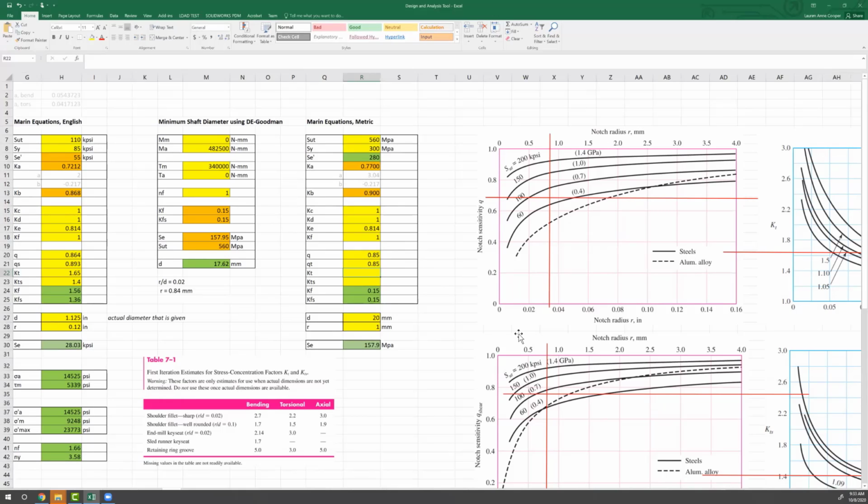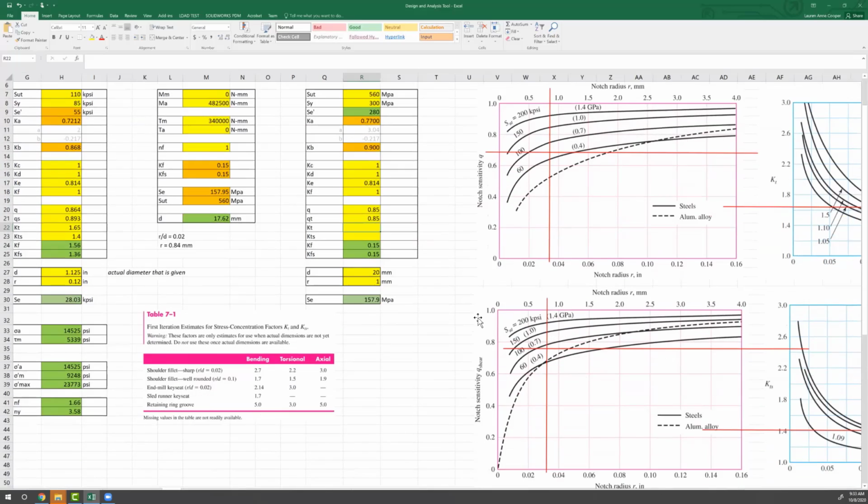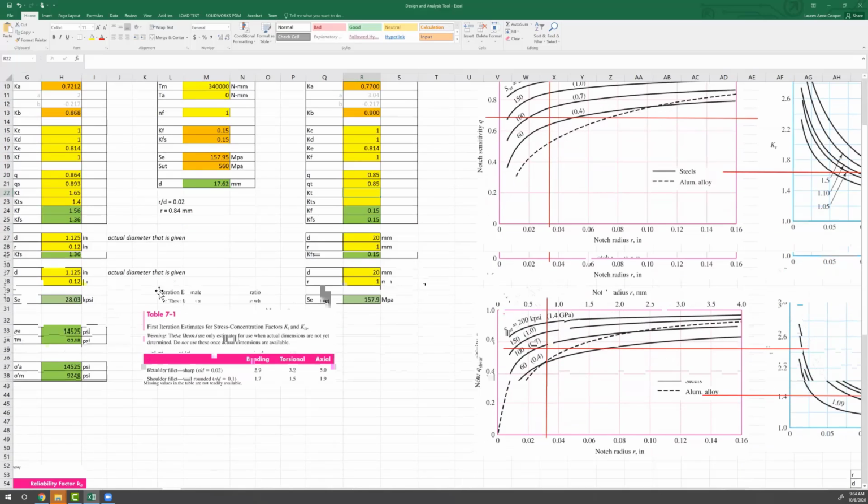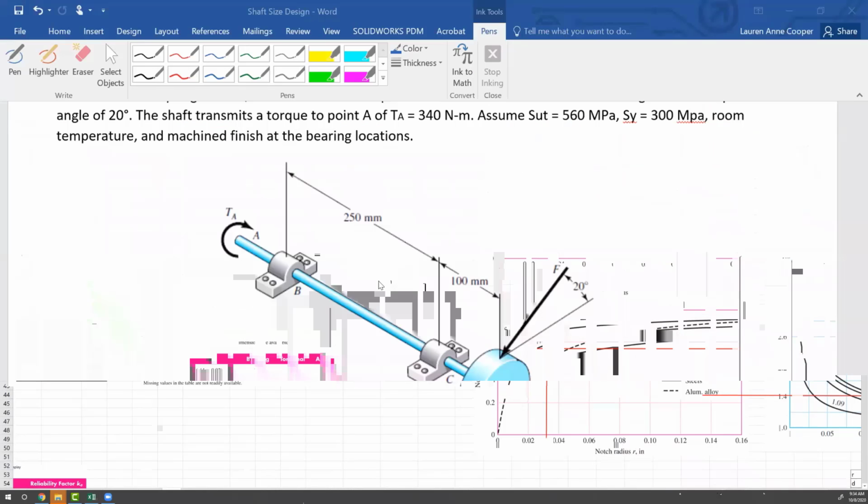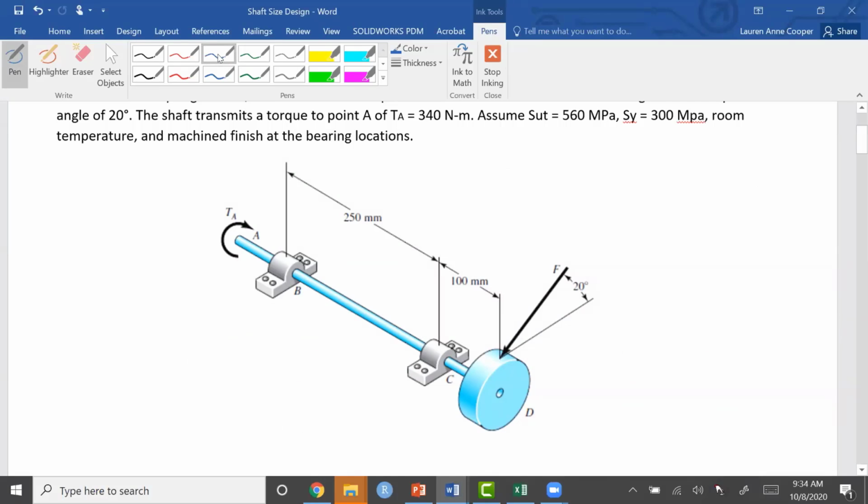For Kt and Kts, we don't know the geometry, so we are going to use Table 7.1, the first iteration estimates for stress concentration factors. So looking back at the figure here, we're interested in location C where the bearing is. We don't know if this is a sharp shoulder fillet or a well-rounded shoulder fillet. The figure doesn't show us anything. We know there's some type of shoulder there for the bearing to push up against.